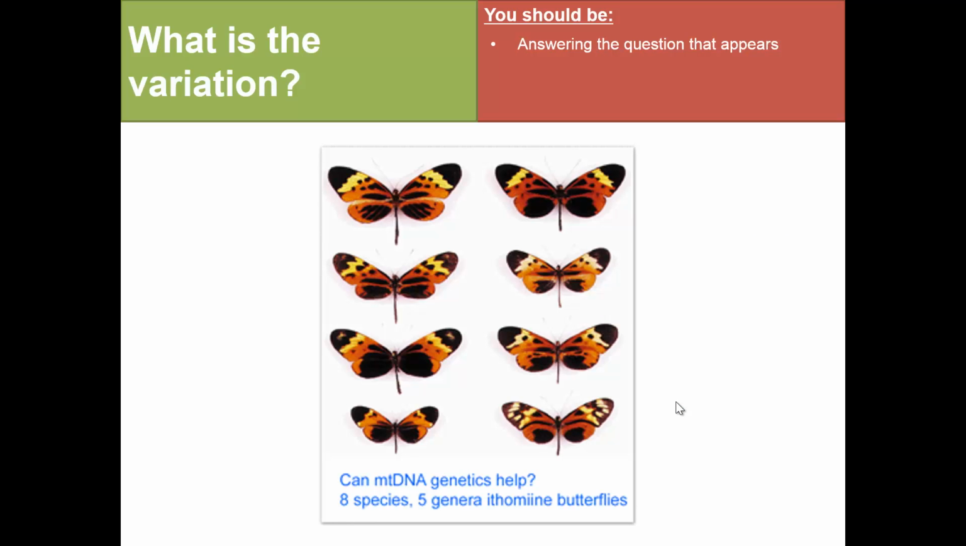Take a look at the butterflies here. What is the variation? If you said wing shape or the color of the butterfly, you are correct. So you can look at the butterflies here and see that this one is slightly different in shape than this one, and the color on the wings is slightly different than the next. So that would be the variation.